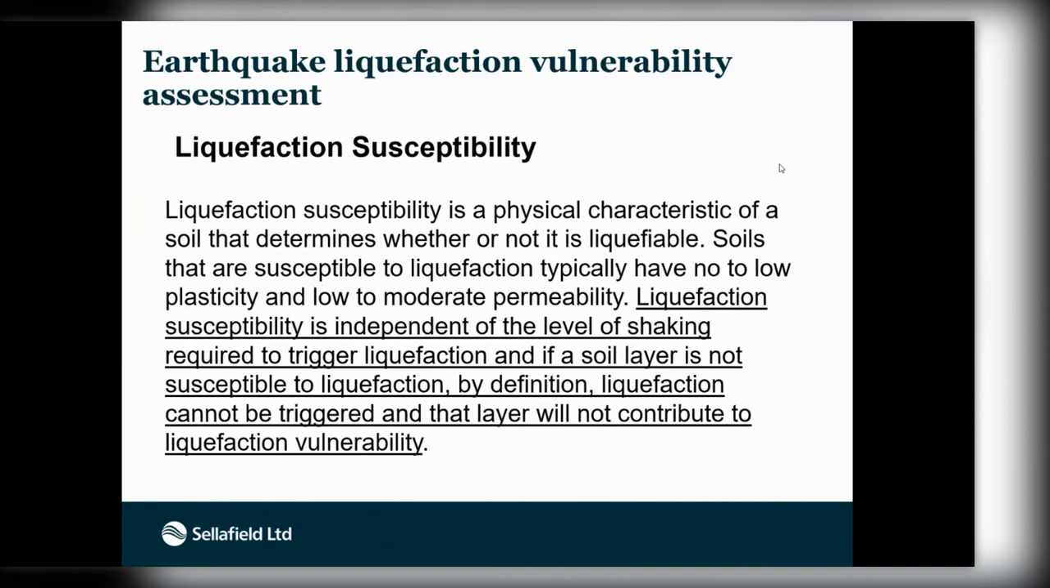What is liquefaction susceptibility? With liquefaction susceptibility, we want to understand if liquefaction can happen, basically, if in that layer liquefaction can be triggered. This is independent of the level of shaking. And if a particular soil layer is not susceptible to liquefaction, by definition, liquefaction cannot be triggered.